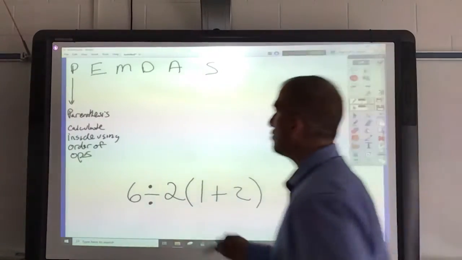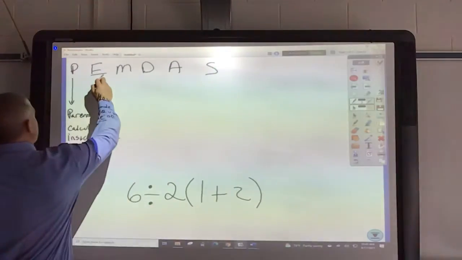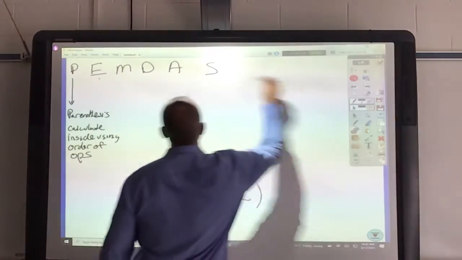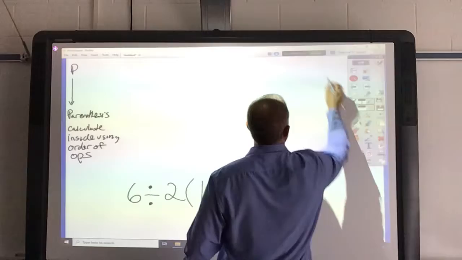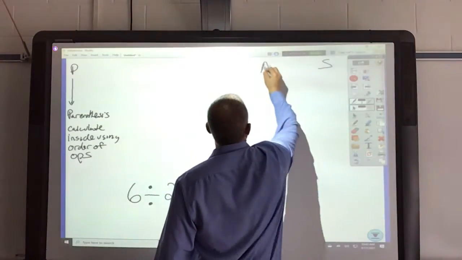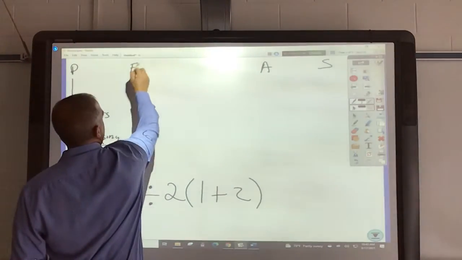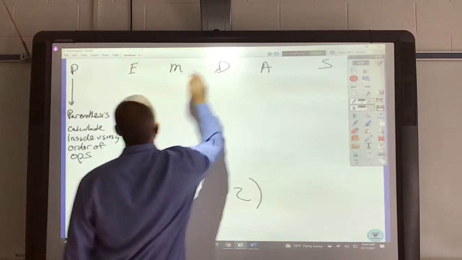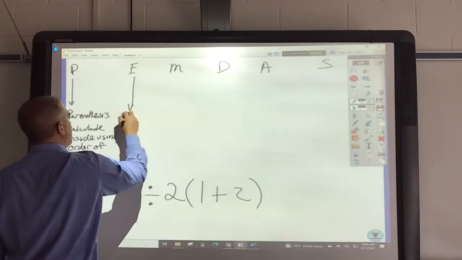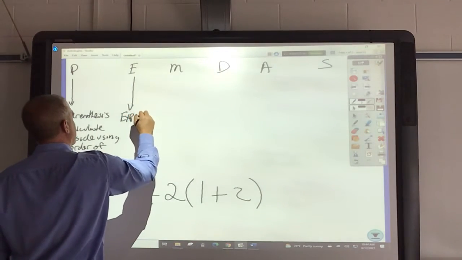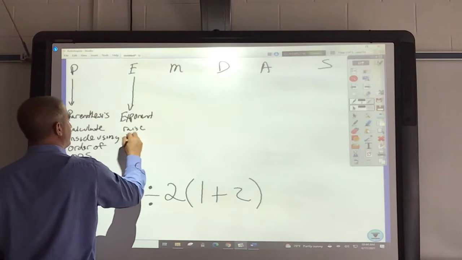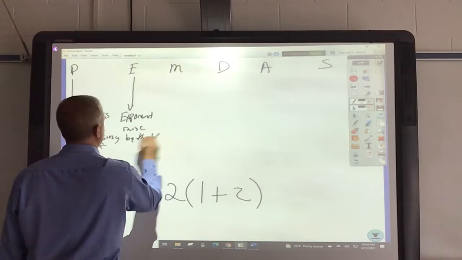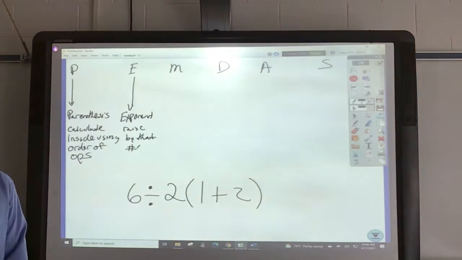E stands for exponent. Let me widen this out so we've got more room to work with the acronym. I'll put the S all the way out here. E, M, D. E stands for exponent, which is just raised by that number. We'll get into that in a second. And now here's where people get confused.